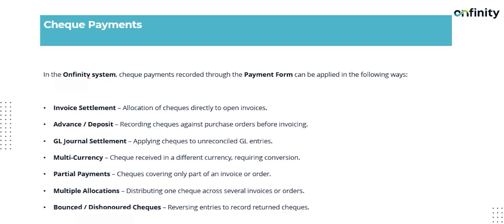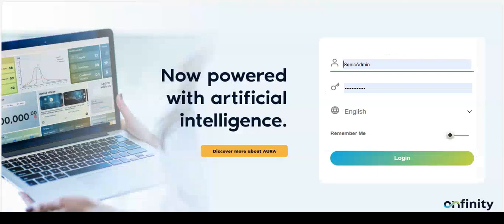In this training session, we will cover the following business scenarios: invoice settlement, making payments against open invoices; partial payments, paying part of the total invoice amount; multiple allocations, paying multiple invoices with a single check; memo payments, handling payments or returns against memos. Now moving to the Onfinity system.